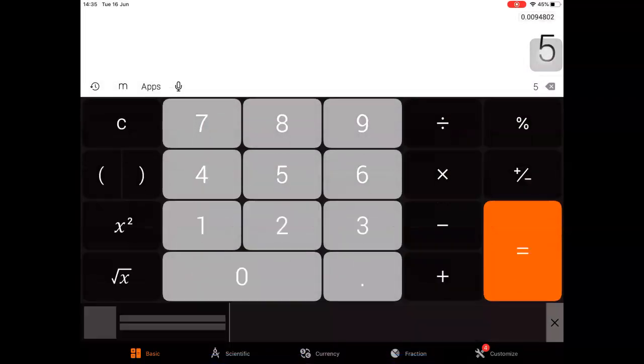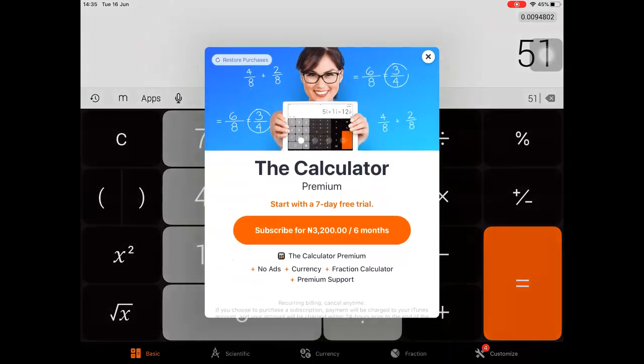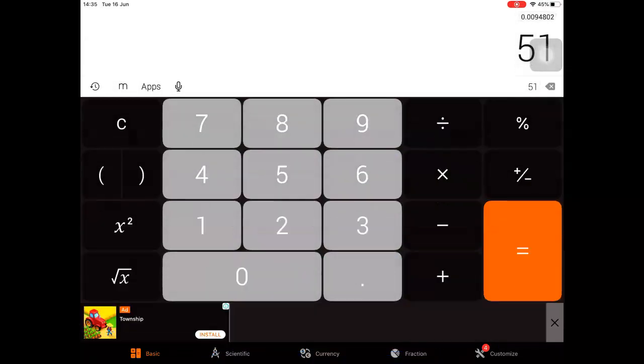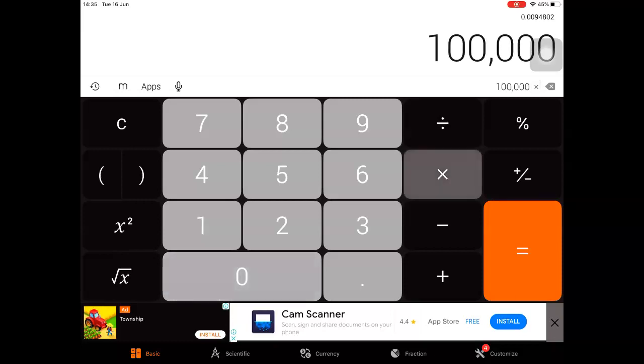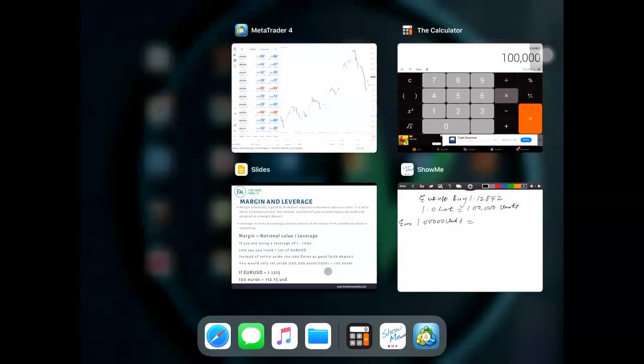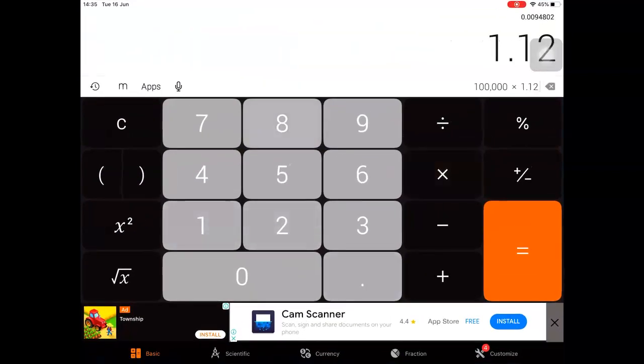I don't need adverts now. Basic 100. Where the hell is my delete button? Okay, I found it.